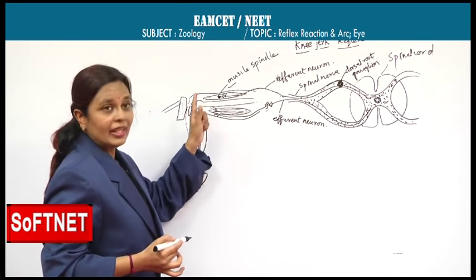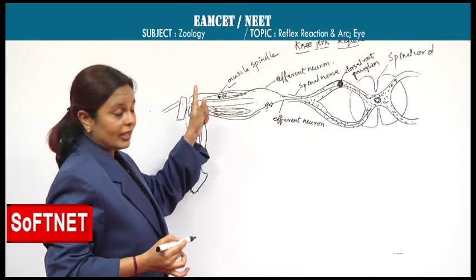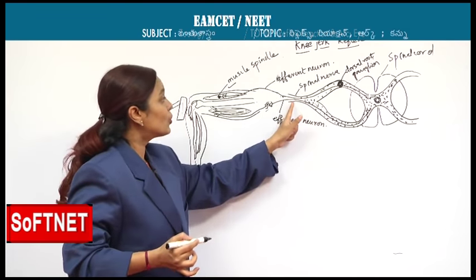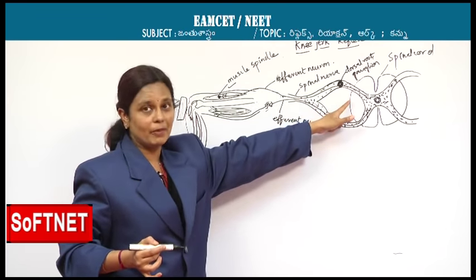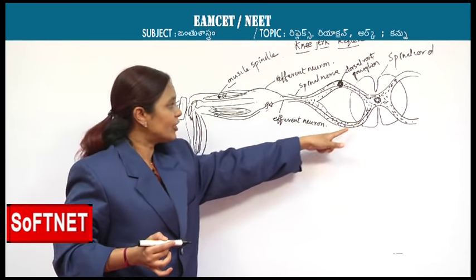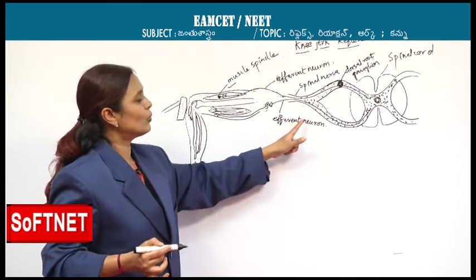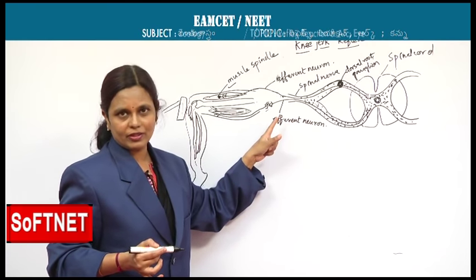Here generally the afferent neuron enters into the central nervous system, that is the spinal cord, through the dorsal root of the spinal cord, whereas the efferent neuron comes out of the spinal cord to the effector through the ventral root of the spinal cord.